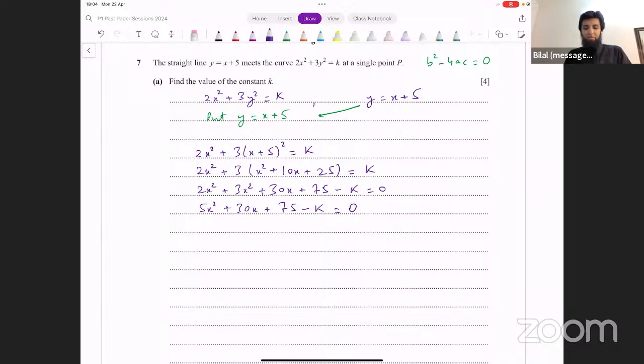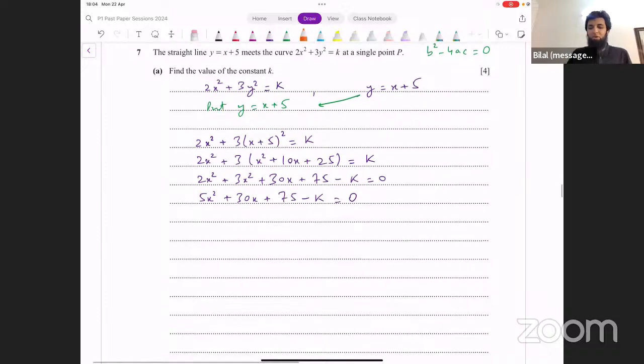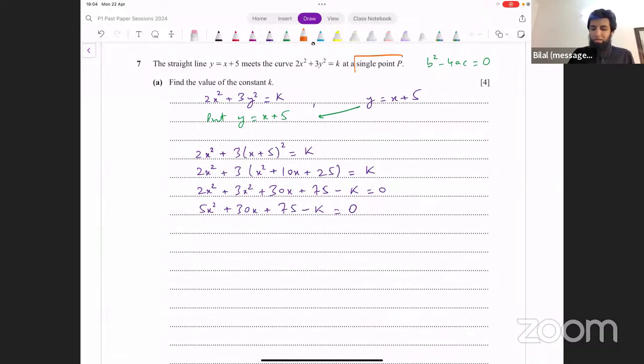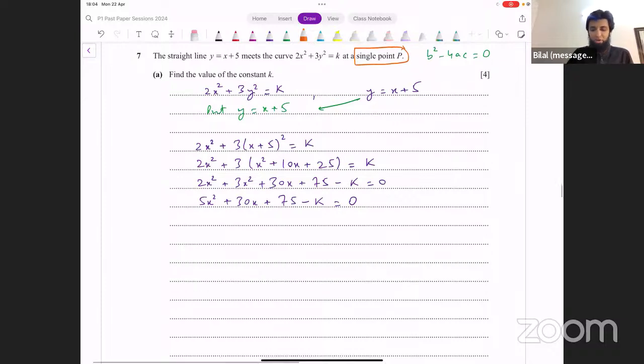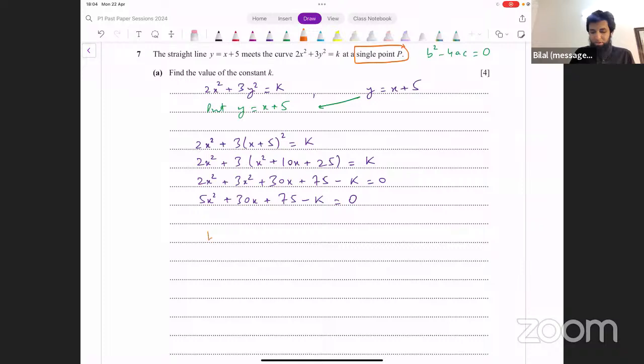In this quadratic equation, they're saying since there's only one solution at the end, there's only one point where they meet each other, we can say b square minus 4ac should therefore equal 0. And that's what we use here. What's the value of a? The value of a would be 5. The value of b would be 30.